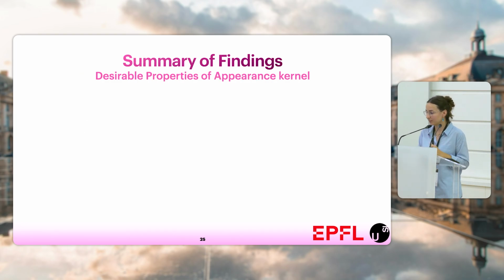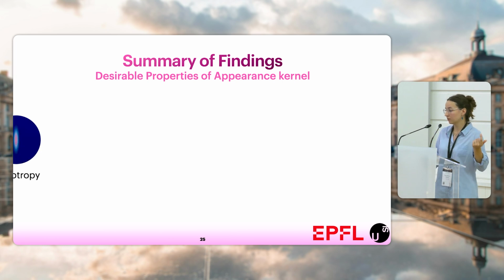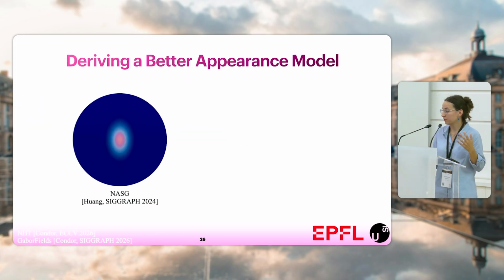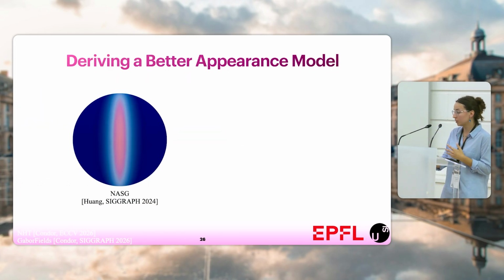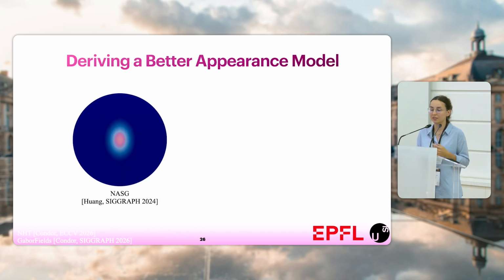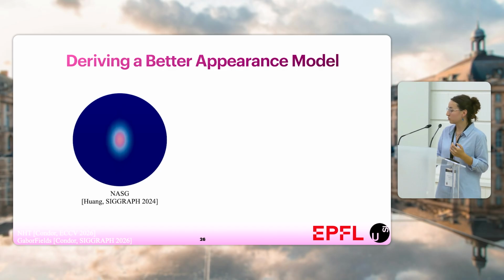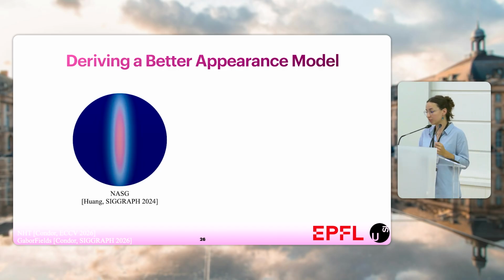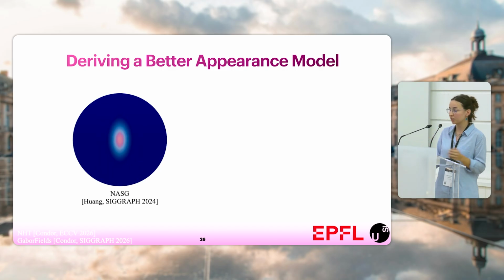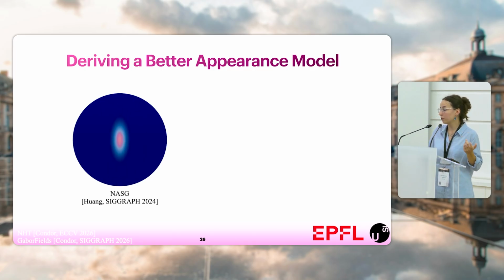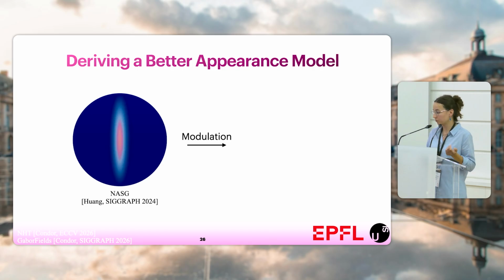So, a summary of the findings: we would like our appearance model to be anisotropic, multimodal, and have efficient normalization. And based on these findings, we set out to develop a better appearance model. We start with the normalized anisotropic spherical Gaussian, which we took from the path guiding field, and we chose it as the base for our function since it was a top performer in the evaluation, and it was anisotropic and had a closed form integral. And now we thought about how we can add multimodality to it.